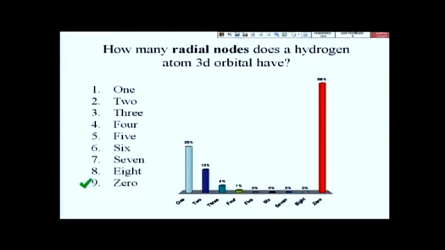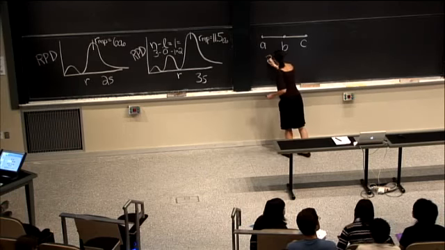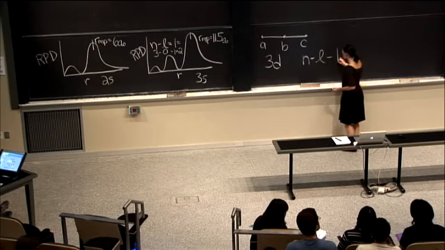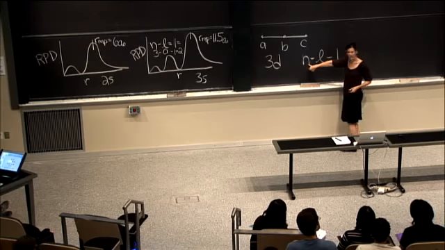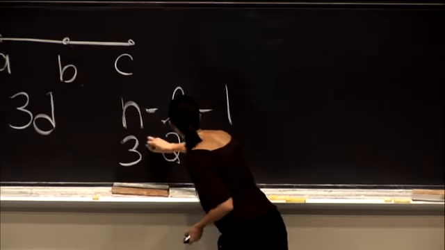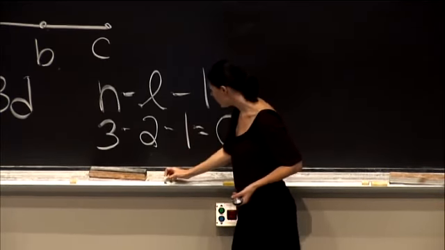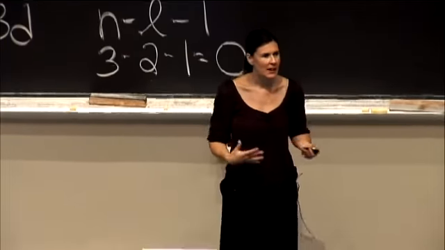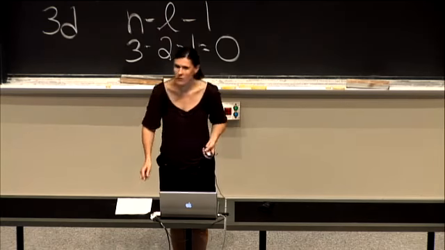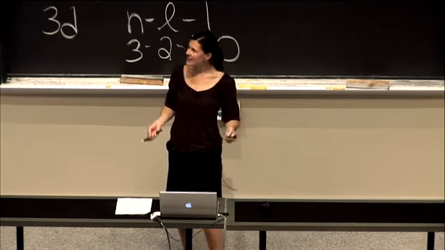so let's actually write this out here. So if we have a 3D orbital, we're talking about n minus L minus 1. What does n equal? What does L equal? Okay. And 1 is equal to 1. So it turns out that we have 0 nodes that we're dealing with when we're talking about a 3D orbital. Okay, so we should be able to figure this out for any orbital that we're discussing.